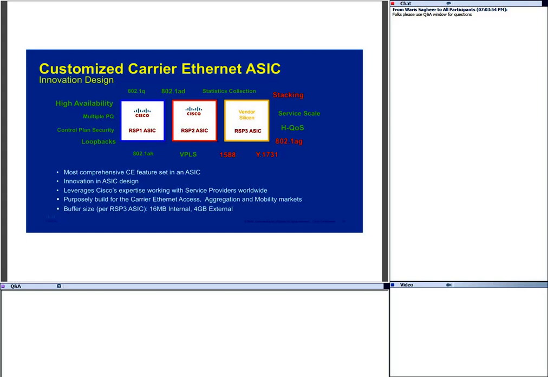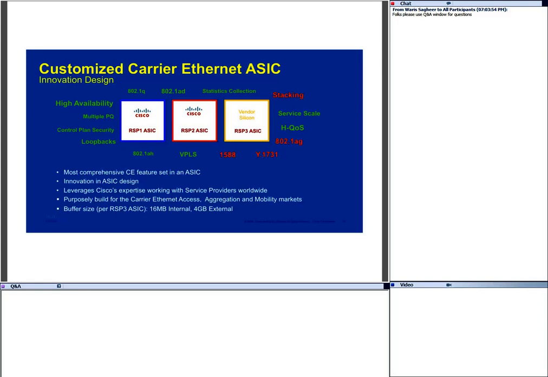And another important point is buffer size, right? Since we have multiple types of traffic, we need to make sure that different types of traffic get proper SLAs. So we need deep buffers. And you could see that we have 4 gigabytes of buffer on RSP3. We are taking a really big leap, right? The 16 MB is just an internal buffer with the ASIC, but we have an external buffer, 4 gigabytes.